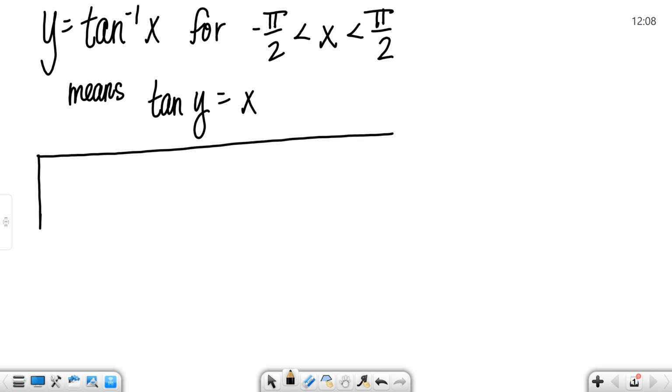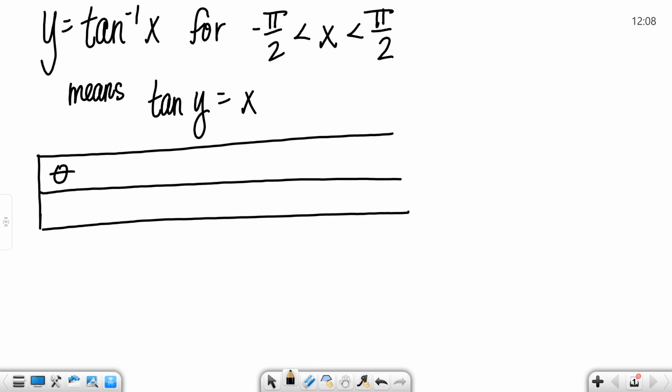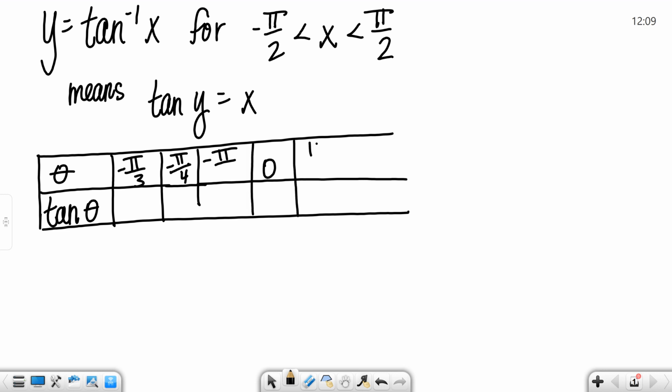All right, so I'll give you a table here for tangent. Again, this table is nothing magical. It is the unit circle, just written out in table form. So I said we're not equaling negative pi over 2, so we're going to start with negative pi over 3. Negative pi over 4. Negative pi over 6. 0. Pi over 6, pi over 4, and pi over 3.